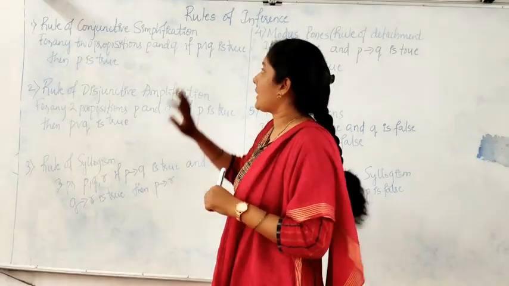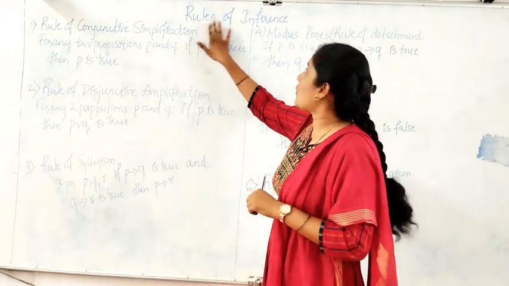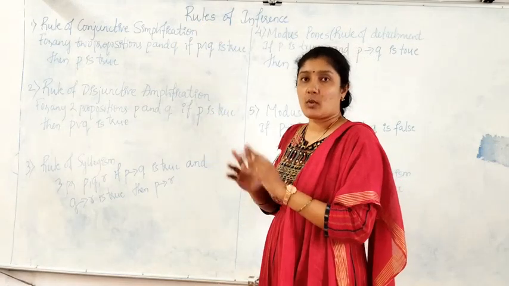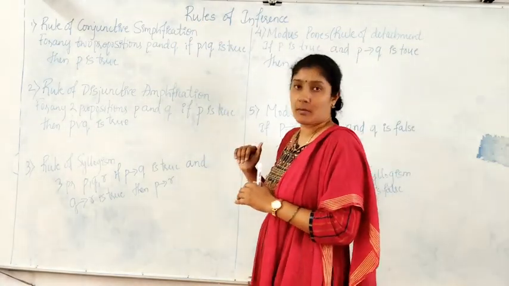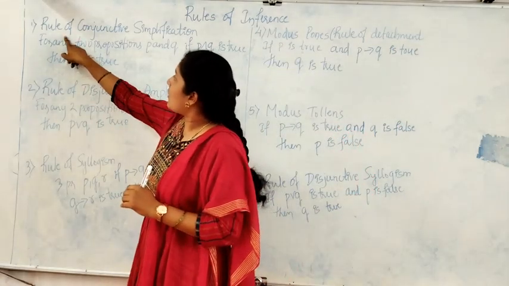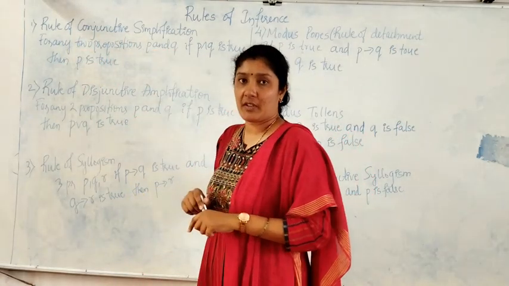Hello everyone. Now the next important question is rules of inference. So what are these rules? Totally there are 6 rules. Let us study one by one. The first one is rule of conjunctive simplification.